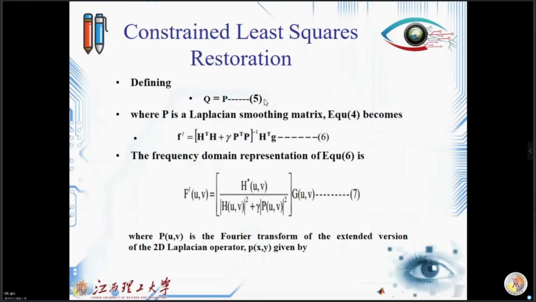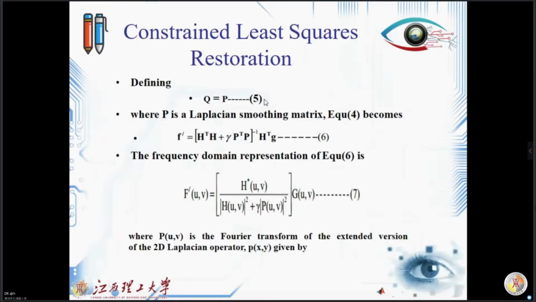And then now we need the constrained least square restoration, which is defined with Q equal to P, where P can be the Laplacian smoothing matrix. Then equation number 4 becomes f prime equals H transpose H plus lambda P transpose P, all of which should be inverted and multiplied by H transpose g. Then the frequency domain representation of equation 6 becomes like equation 7 as we showed, in which P(U,V) is the Fourier transform of the extended version of the 2D Laplacian operator p(x,y), given in equation 7.